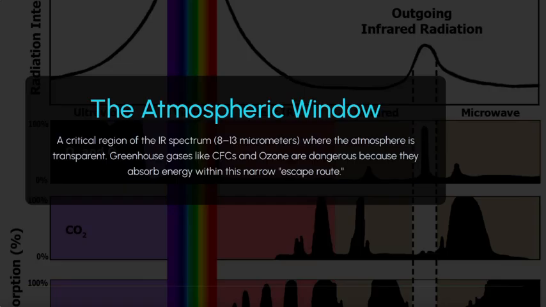Oh, this is nice. Look at the fading, bro. So we have the atmospheric window, which is a critical region of the IR spectrum around 8 to 13 micrometers, where the atmosphere is transparent. Greenhouse gases like CFCs and ozone are dangerous because they absorb energy within this narrow escape route. If you look past this, you can look at the graph in the background. I'll give you a couple of seconds to look at that while I scroll.